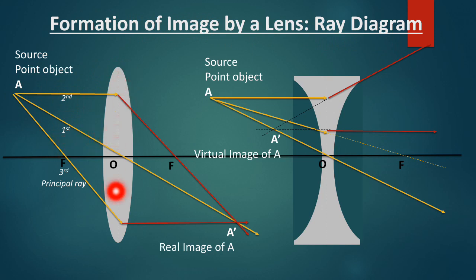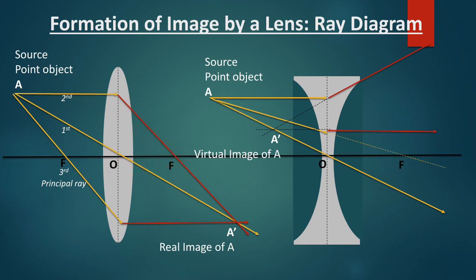This is a convex lens we have. Those three light rays are called the principal rays. Here we have the first, second and third principal ray, as you can see. The first principal ray is the light ray which passes through the optical center of the lens and remains undeviated. The second principal ray means the ray which is incident parallel to the principal axis, and after refraction it will move toward the focus of the lens.